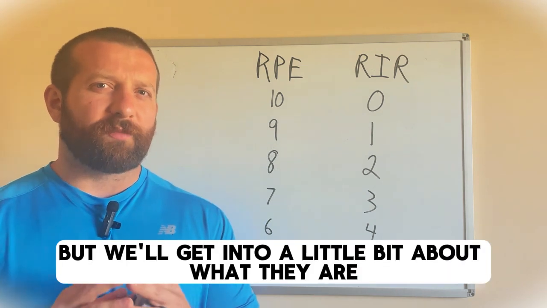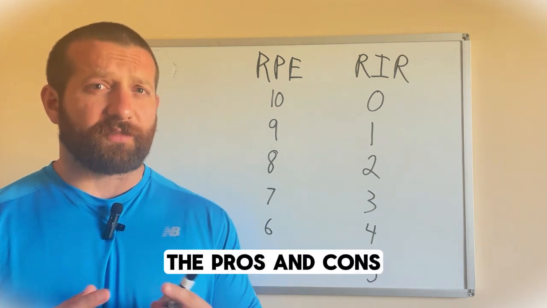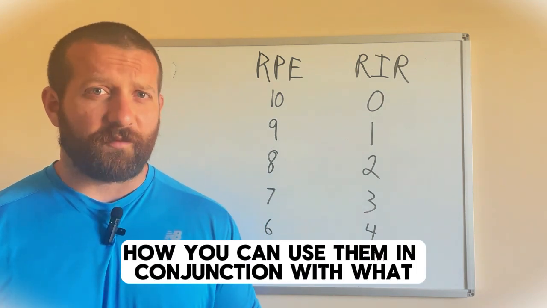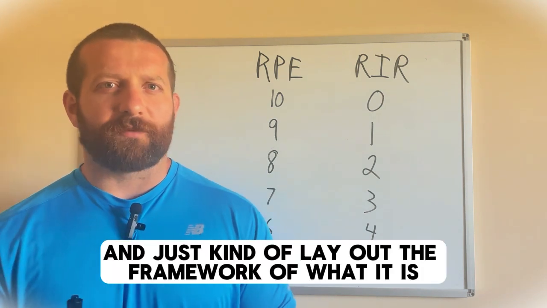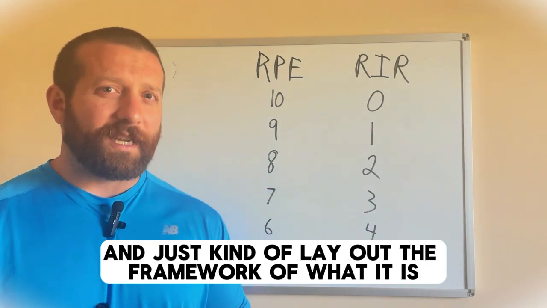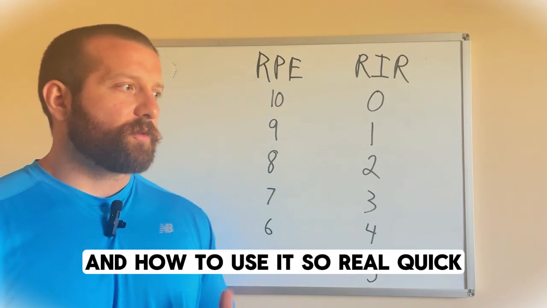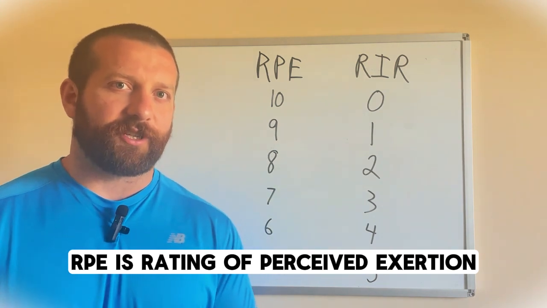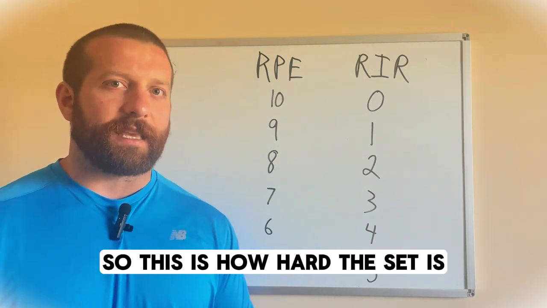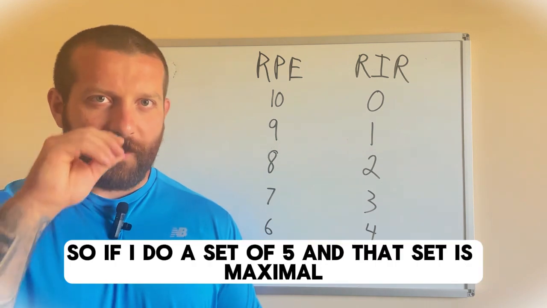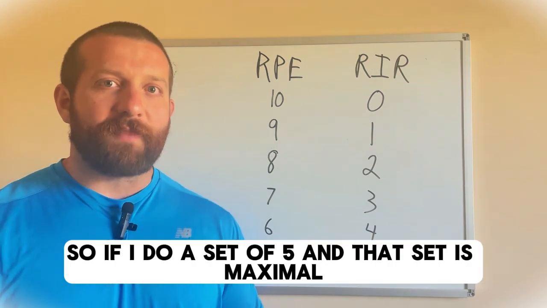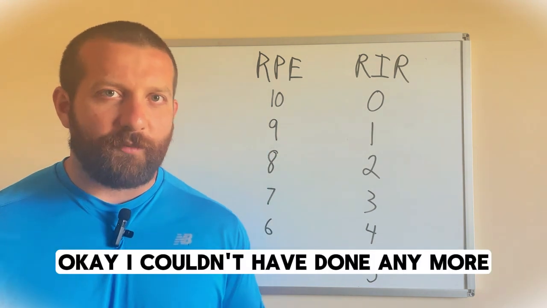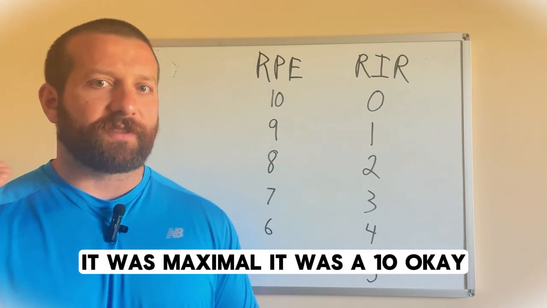But we'll get into a little bit about what they are, their pros and cons, how you can use them in conjunction with what, and just kind of lay out the framework of what it is and how to use it. So real quick, RPE is rating of perceived exertion. So this is how hard the set is. So if I do a set of 5 and that set is maximal, that would be an RPE of 10. Okay, I couldn't have done any more. It was maximal, it was a 10.